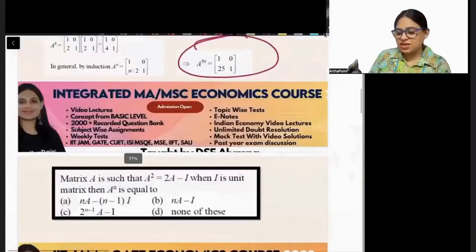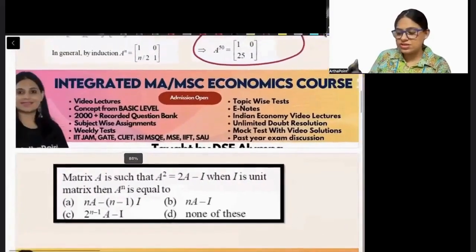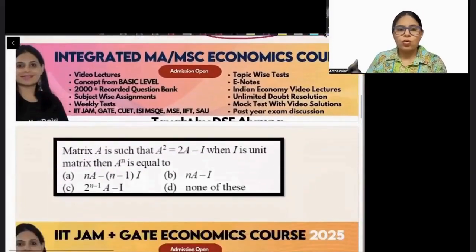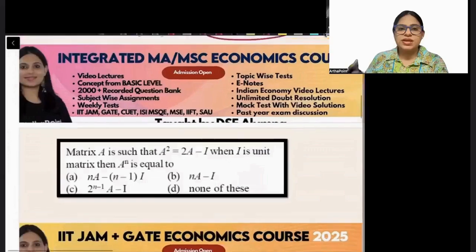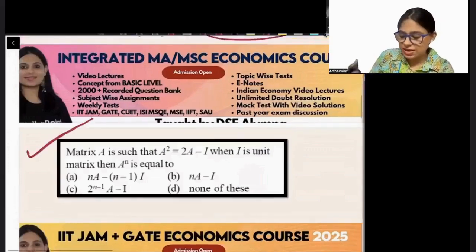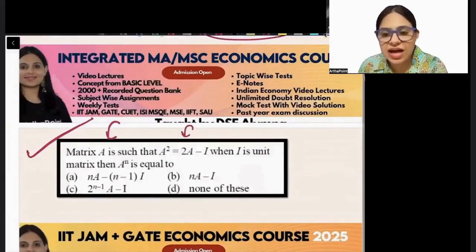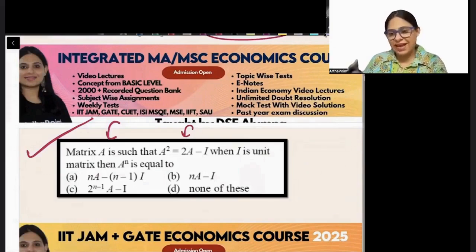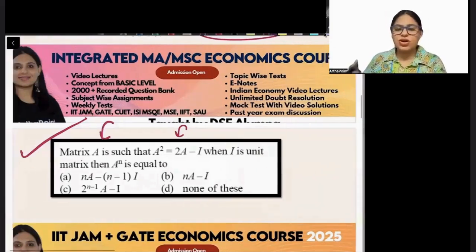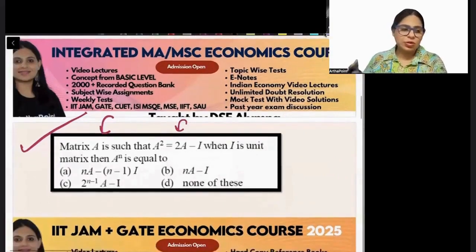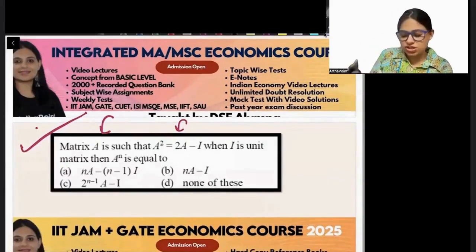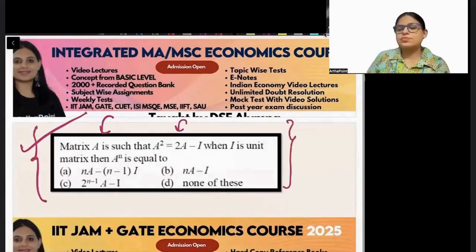All right. The second question on your screen. Now, try to do this question. It says you are given a matrix A such that A square is equal to 2A minus I, where I is the unit matrix. A to the power n will be? Try to do this question. Tell me which of the options is correct. Post it in the chat window.